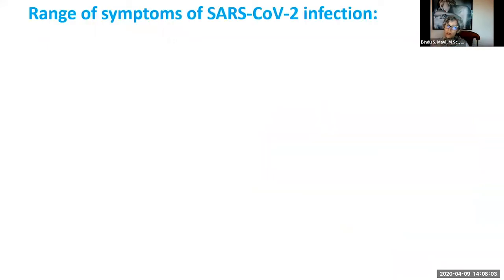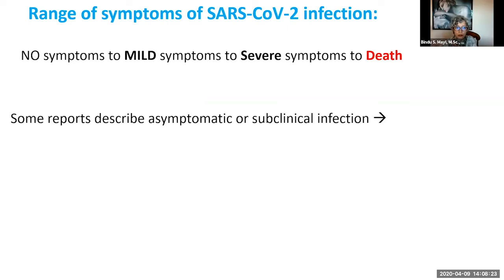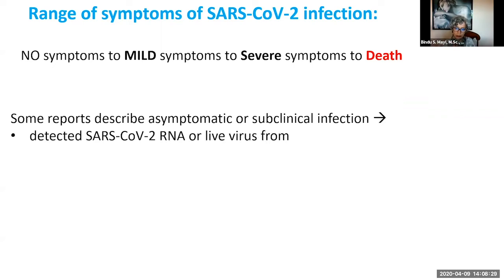So as far as range of symptoms, what does this virus cause? There may be no symptoms, which we know now, right? And yet people can be contagious, to mild symptoms, to severe symptoms, so severe that people need to be hospitalized. In fact, these hospitalizations in severe cases also end up resulting in death. So we see the entire range of symptoms. Some reports describe asymptomatic or subclinical infection, right? And in these cases, we've still been able to detect not just RNA, but also live virus. What that implies, again, is the ability to infect someone else.